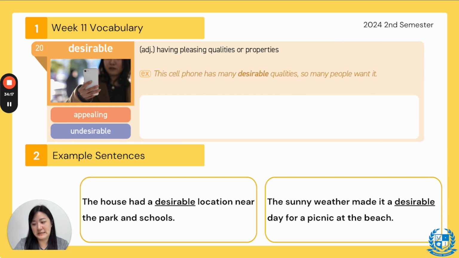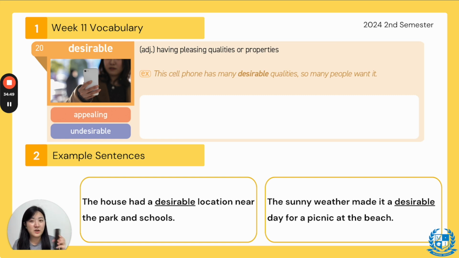And number 20, the word is desirable. Everyone say desirable. The synonym is appealing and the antonym is undesirable. It's an adjective and it means having pleasing qualities or properties. And we're like, wow, that's good. Wow, good, nice. Having pleasing qualities. Example, let's read together. 1, 2, 3. This cell phone has many desirable qualities, so many people want it.